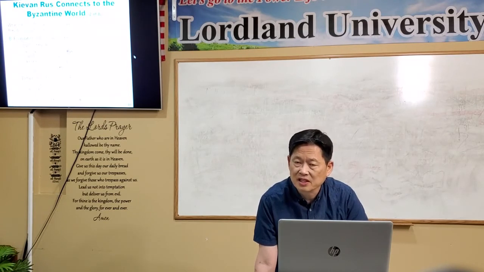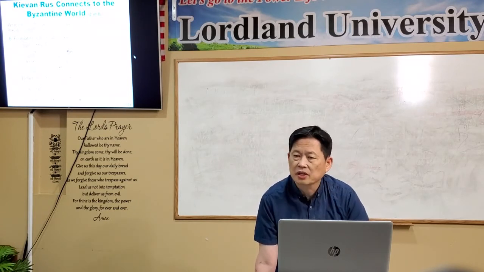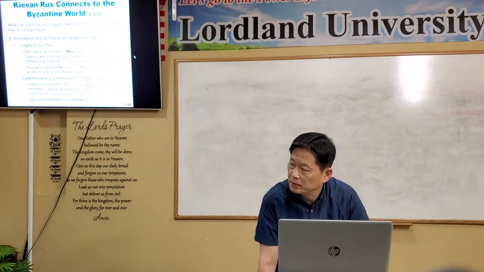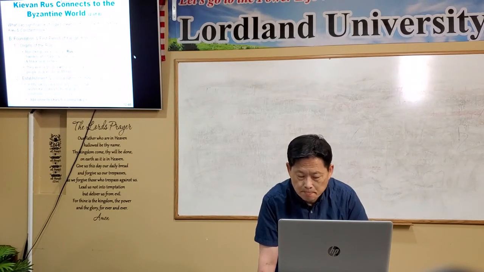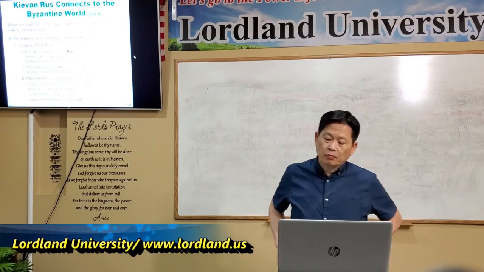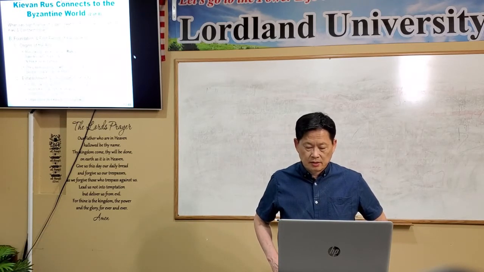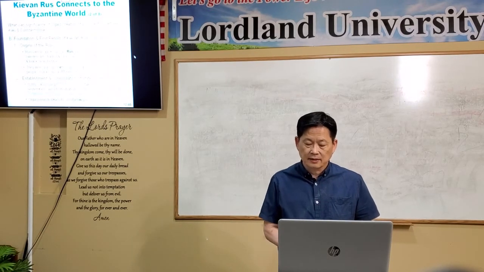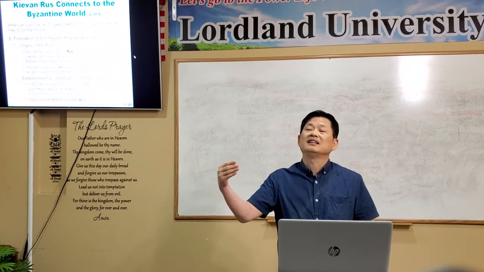Dnieper River is the third largest and longest river in Europe. And Viking Lordland founded the powerful state of Kievan Rus. Viking Lordland connected Kiev to Constantinople through the Dnieper River.